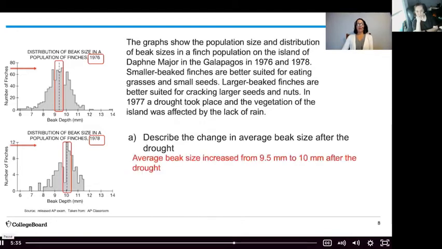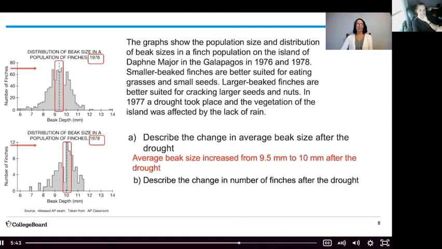And you could say that the average beak size increased, or you could be specific and say that it increased from 9.5 to 10 millimeters. So Dominic's saying an increase of 0.5, he would get full credit. I would be marking those and looking for the word increase, and I'd be looking for how much, which is 0.5. Okay, so very specific, very detailed as possible.